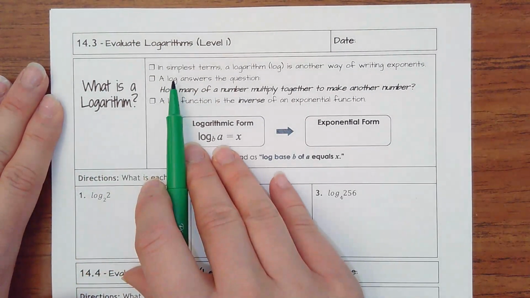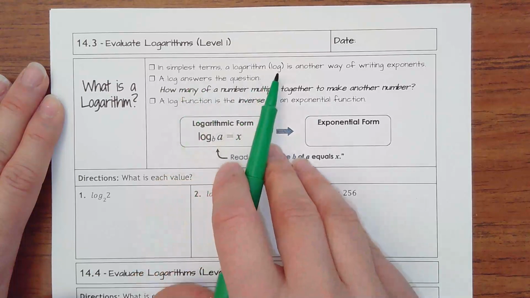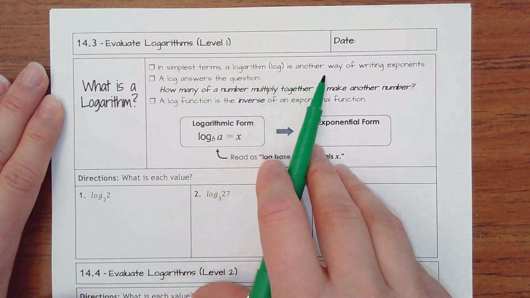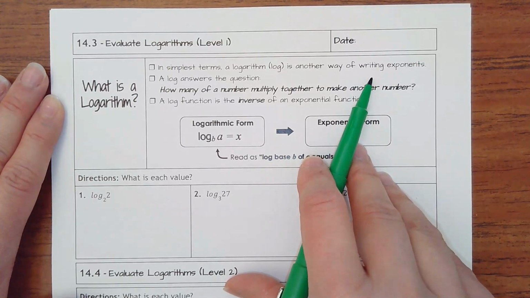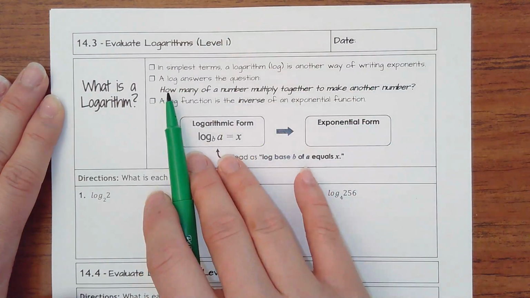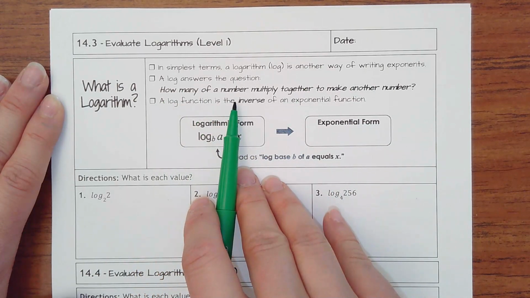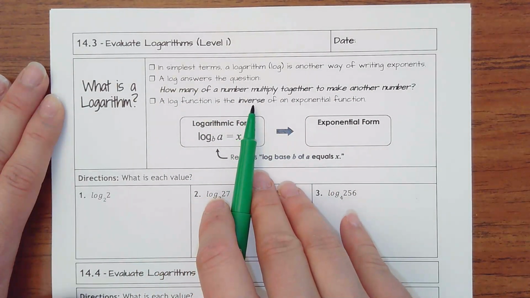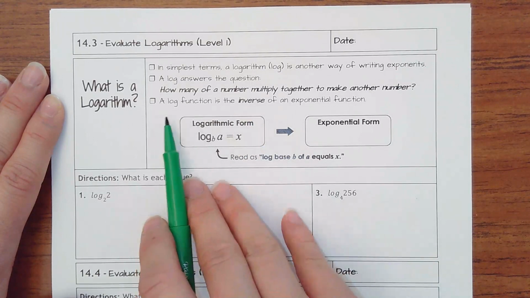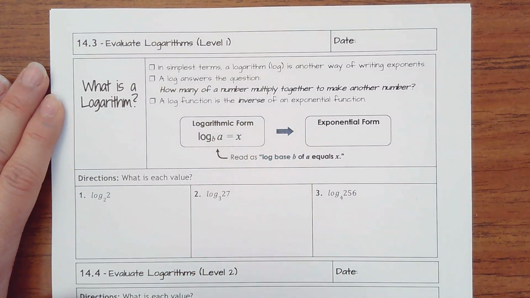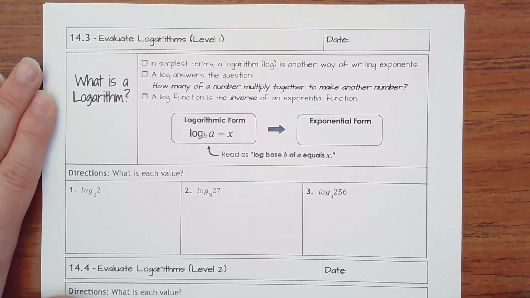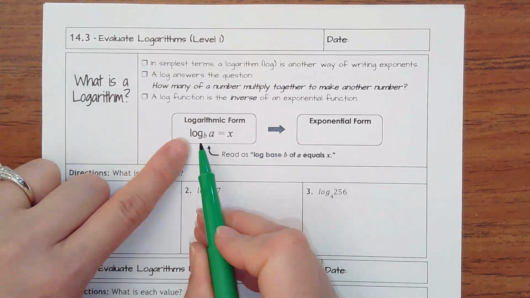In simplest terms, the easiest way I can explain it, a log is another way of writing exponents. So logs and exponents kind of go together. A log answers the question, how many of a number multiply together to make another number? That sounds like an exponent. A log function is the inverse of an exponential function. They're inverses, they're opposites, kind of like multiplying and dividing, adding and subtracting, and squaring and square rooting. They're undoing each other.